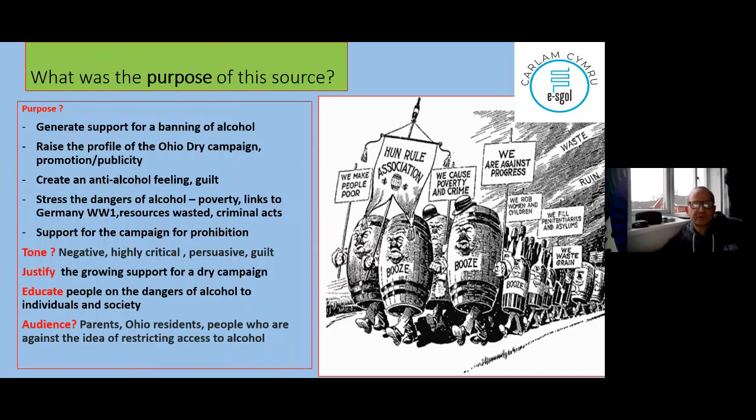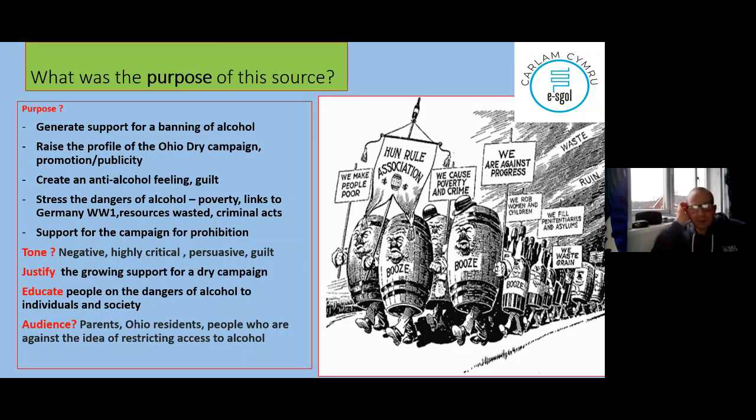What's the purpose of this source? Why is it made? I picked up a number of things here. It's made to show support for a ban of alcohol, to raise the profile of the Ohio Dry campaign, so to get publicity for banning alcohol, to promote the campaign, to create an anti-alcohol feeling, the guilt of it. So people who do drink at home in 1917 might feel that it might damage their livelihood and their life and their family lives. One of the bottles is angrily saying, "We rob women and children." So alcohol takes finance away from a family, which clearly needs it.